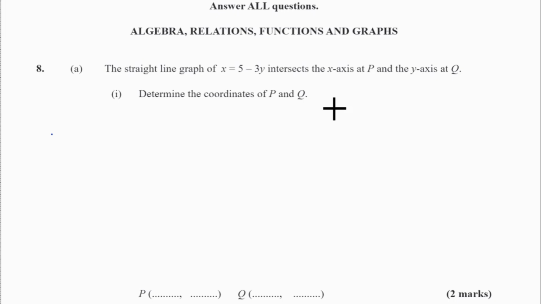Alright, so the first thing that they told us is that it intersects the x-axis at P, which means that at this intersection point, y is equal to 0. And where it intersects the y-axis, x is equal to 0. So automatically we have half of the coordinates for both P and Q.